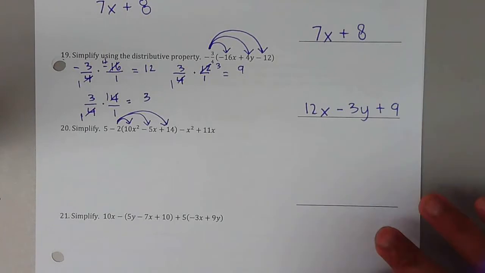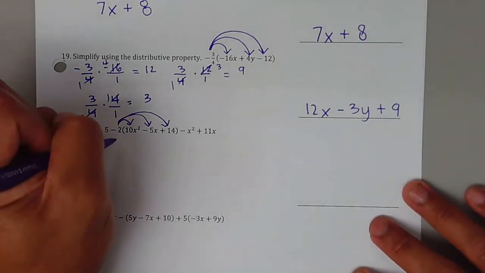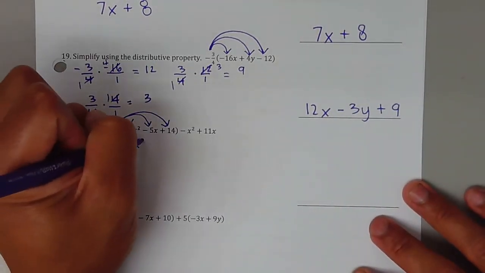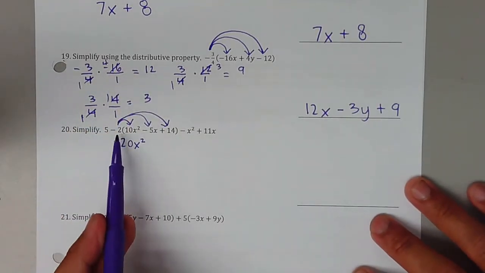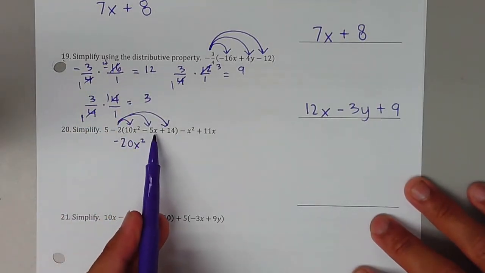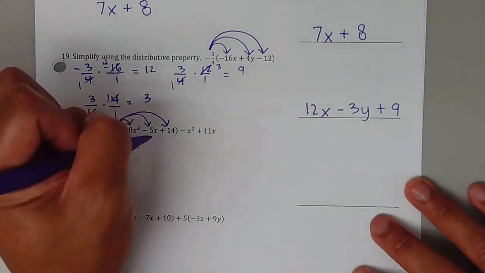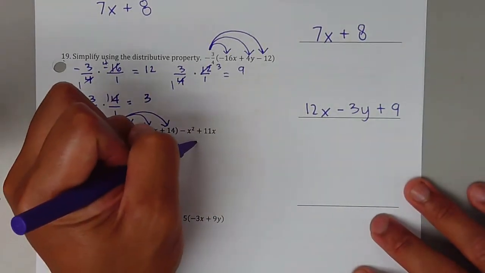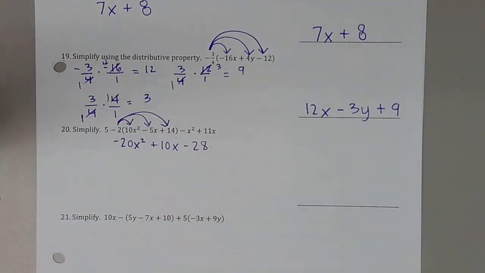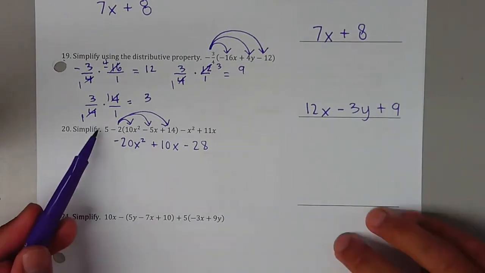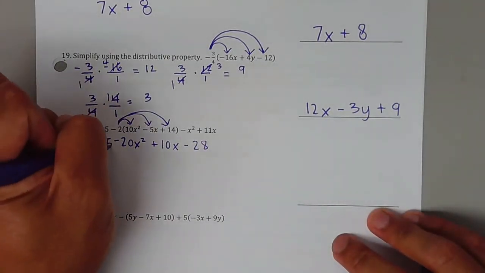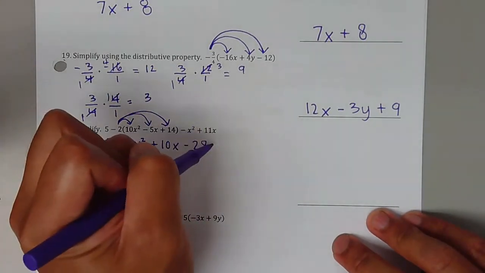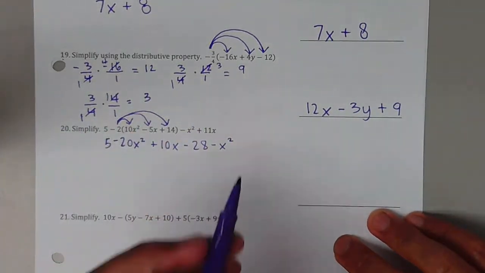All right, and then we write everything down. Negative 2 times 10x squared gives us negative 20x squared. Negative 2 times negative 5x gives us positive 10x, so plus 10x. And then negative 2 times 14 gives us a negative 28, or minus 28. All right, and then we make sure we bring everything else down. We bring down this 5. We bring down this negative x squared. We bring down the plus 11x.